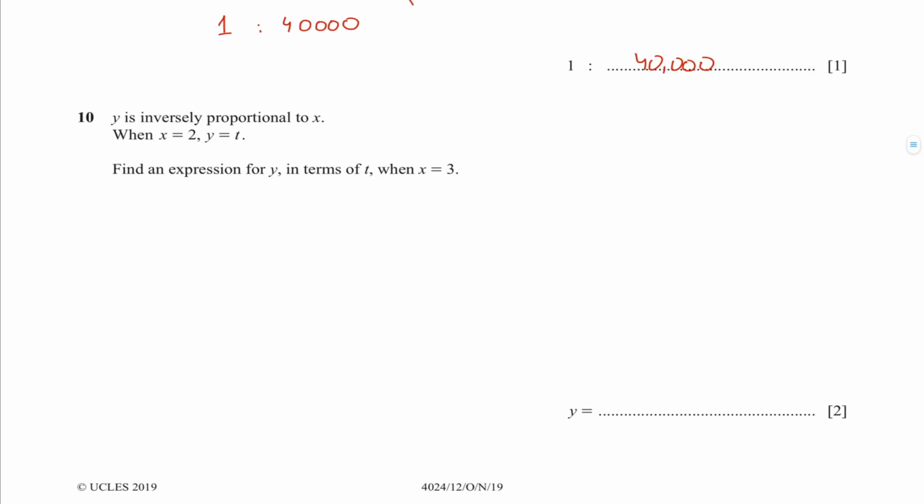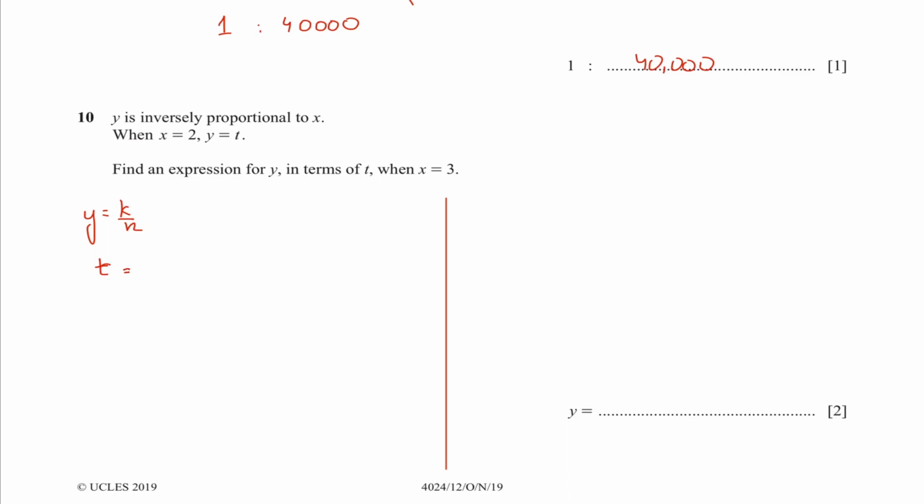Okay, now the question says y is inversely proportional to x. When x equals 2, y is equal to t. Find an expression for y in terms of t when x equals 3. At this point I should mention that there are two ways to solve this question. One is the conventional way, which a lot of students are used to: y is equal to k upon x, and then we find the value or expression for k. In this case, we can only find an expression because the value of y is not given.